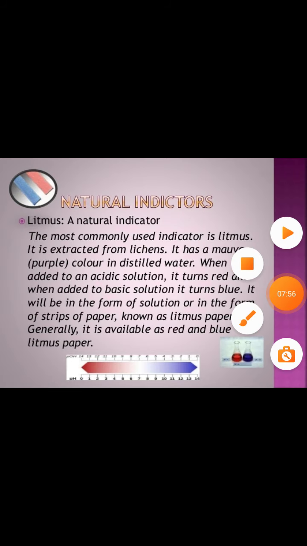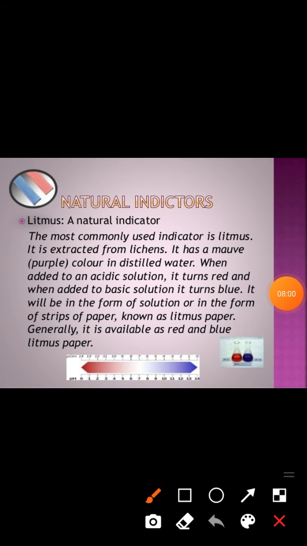Here is one example, children, the natural indicator litmus. The most commonly used indicator is litmus. It is extracted from lichens, and it is a purple color in distilled water. When added to an acidic solution it turns red, and when added to a basic solution it turns blue.